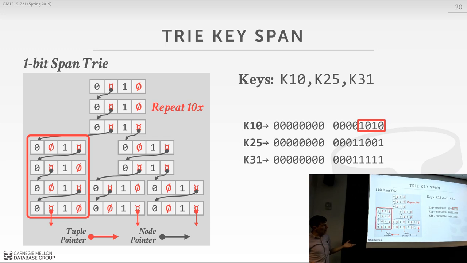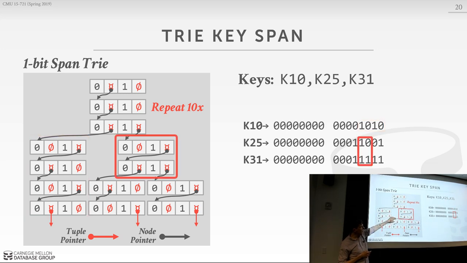All right, so let's look at this point here. For the remaining 4 bits in key 10, there's no other branching here, so we just have one pointer, zero pointer, one pointer, and then at the bottom here, we have our pointer to our actual tuple, right? For these guys here, they're the same for the next position. They both have one. Then they split off here, zero and one. So 25 goes down here, and 31 goes down here, right? Pretty straightforward.